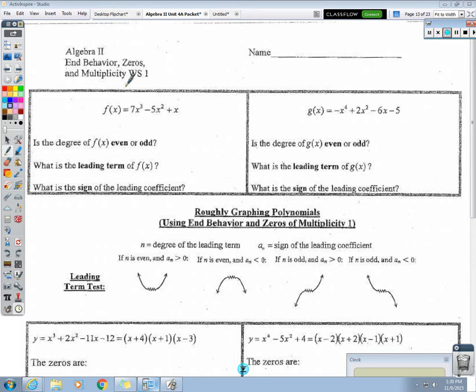Let's look at this first function. F of x equals 7x cubed minus 5x squared plus x. Is the degree of that even or odd? What is the degree? What degree is that polynomial?